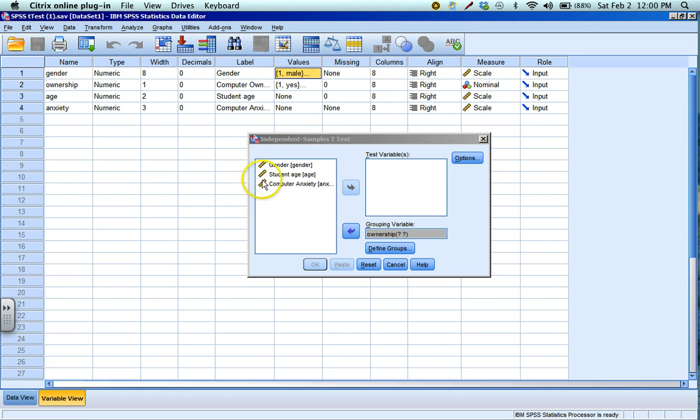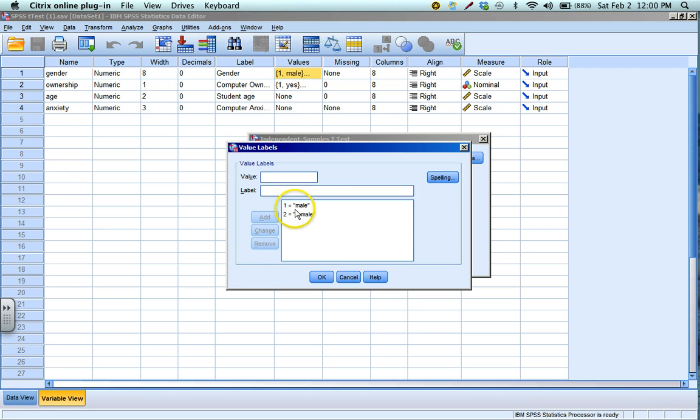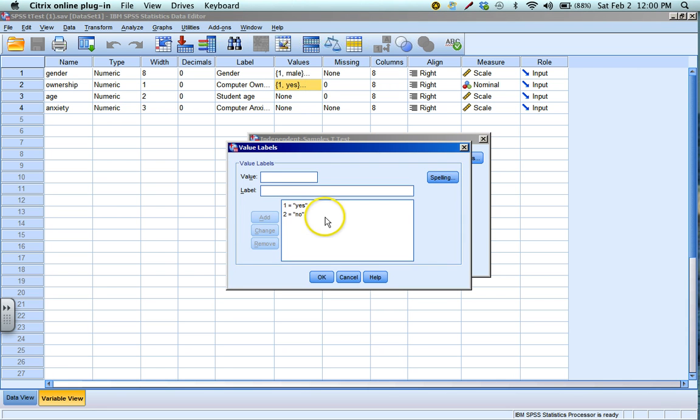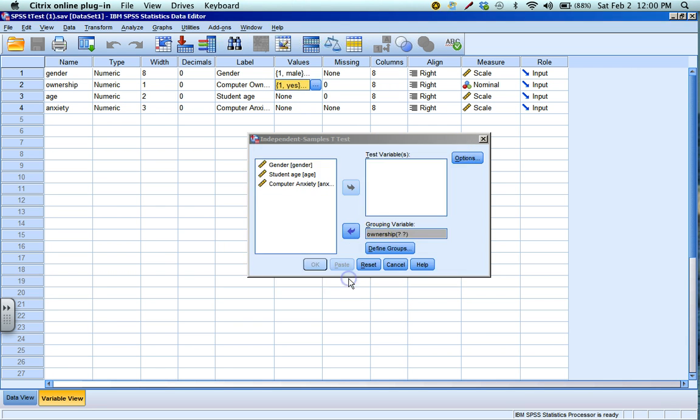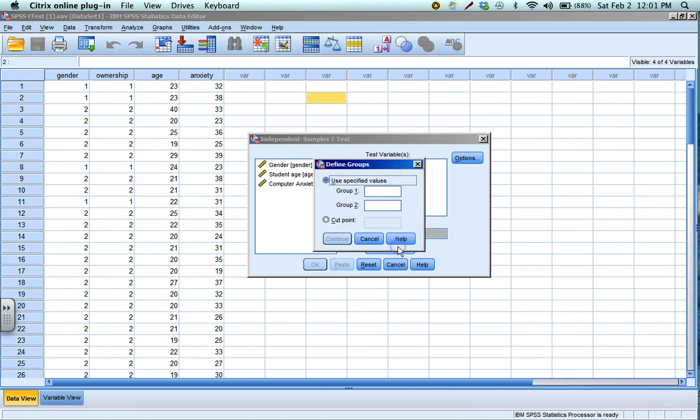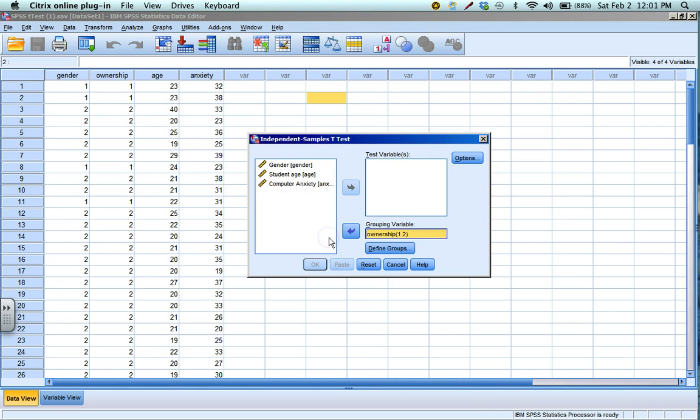Here in the variable view, I've already defined this data. If I click on gender, you see male is equal to 1, female is equal to 2. And if I click on my ownership variable, you can see 1 equals yes, you have a computer, and 2 equals no, you don't. So that's already taken care of. When I go back to the data view, you can see it's 1, 2, 1, 2 all the way down. I'm going to define the groups as 1 and 2, so either you have a computer or you don't, and I'm going to hit continue.